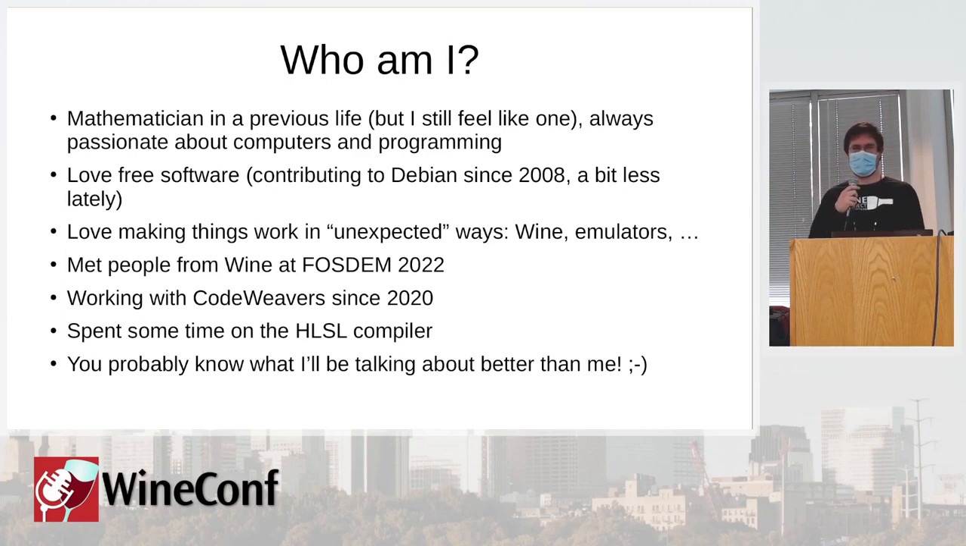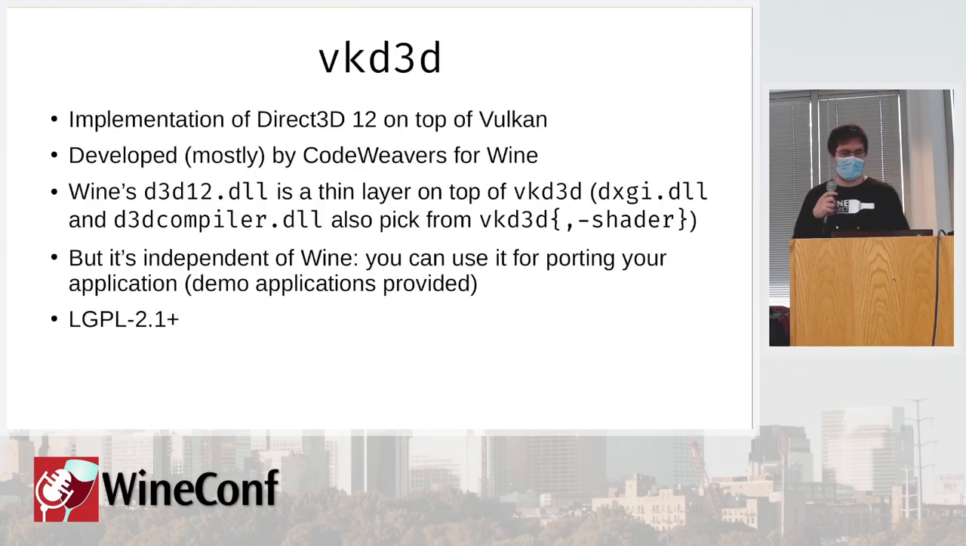Little note of care. There are probably a good number of you who know better than me what I'm speaking about. So if I ever say something stupid, that's not so unexpected. So what is VKD3D? VKD3D is an implementation of Direct3D 12 on top of Vulkan. So sort of what WineD3D does for the early Direct3D versions, and again, on top of Vulkan instead of on top of OpenGL, although now WineD3D also supports Vulkan.